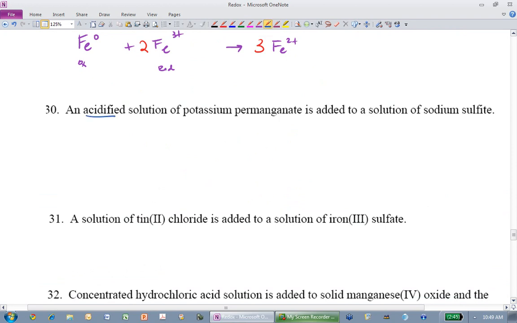An acidified solution of potassium permanganate, can see that a lot too, is added to a solution of sodium sulfite. So, permanganate is like dichromate, always reduced, because that's a +7 oxidation state on that manganese.